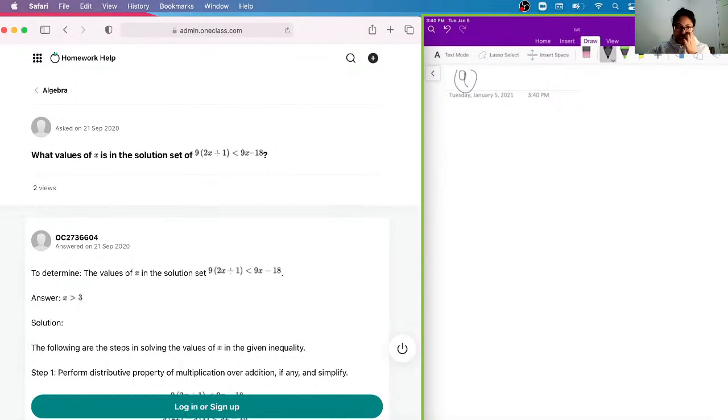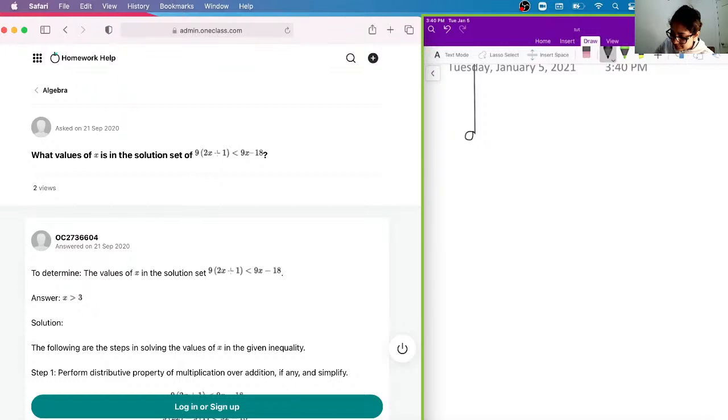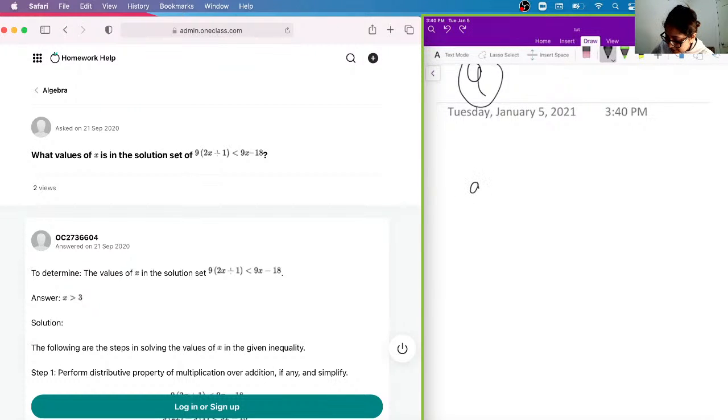Our next question says, what values of x is in the solution set of 9 times 2x plus 1 greater than 9x minus 18? Okay, so we have to do this. So this is an inequality question. So it's saying to determine the values of x. So this inequality, so we have 9 times 2x plus 1.